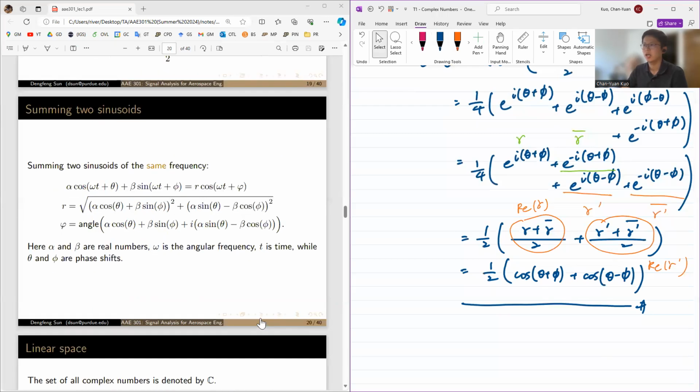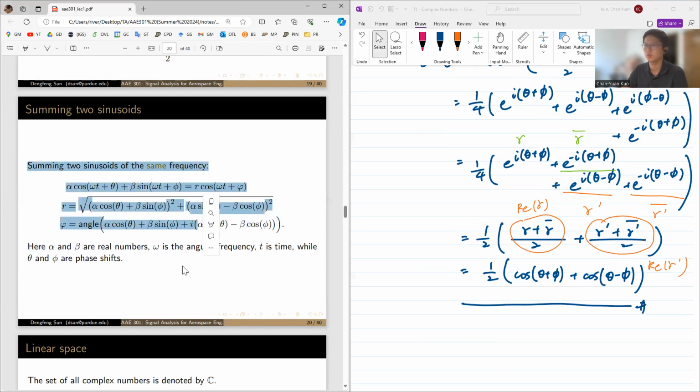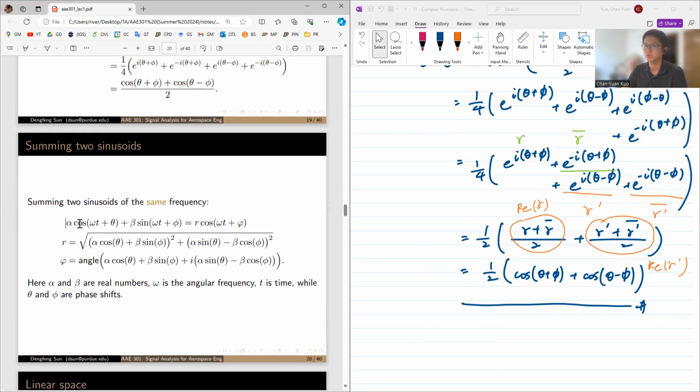Okay, and here I'm going to leave this page for you to practice, but essentially the idea is the same. Basically, you can just express cosine and sine using the exponential e to the i theta, by applying Euler's formula, and then you can expand the product, and after reorganizing every term, you will get this expression here. And this is the end of today's lecture. Thank you.